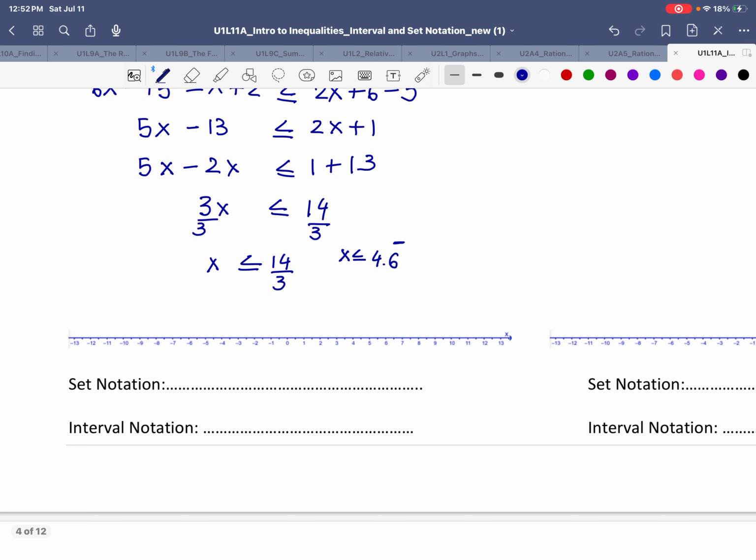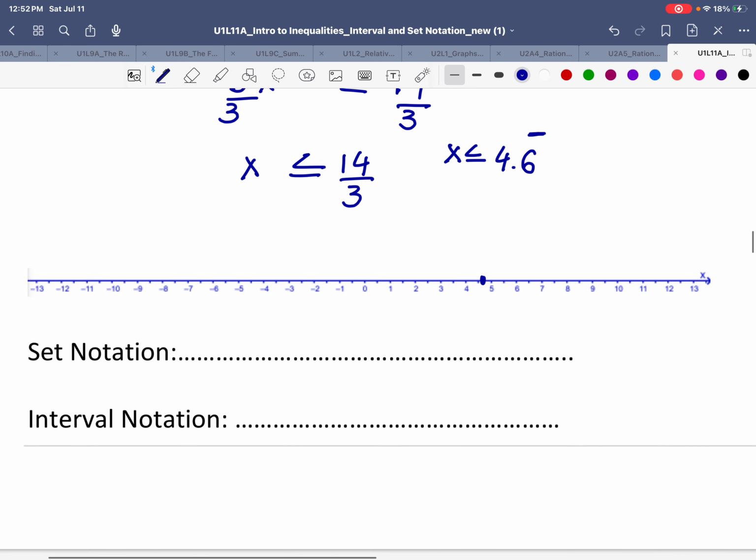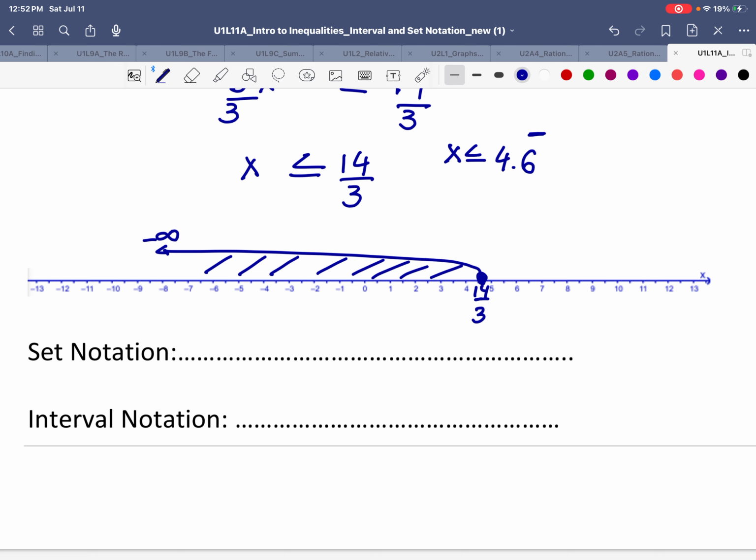Now, when you graph this answer, you're going to have to find where 4.6 is, so a little bit more than 4.5, as you can see, and all the numbers will be to the left of it. So we're going to go in this direction. This is where all the solutions will be. So this is negative infinity, and this one here is 4.6, I meant. So in set notation, we're going to say x any real number such that x is less than or equal to 14 over 3.